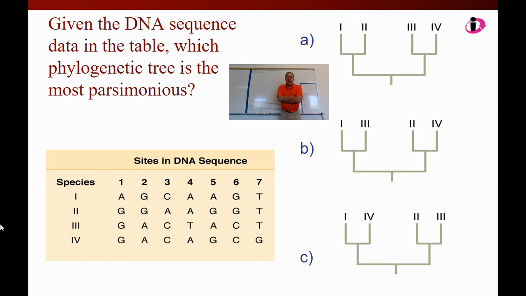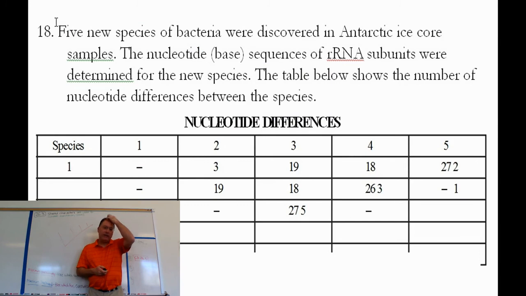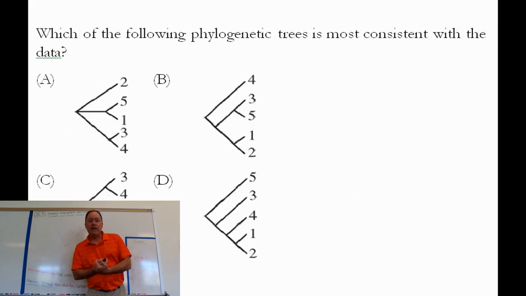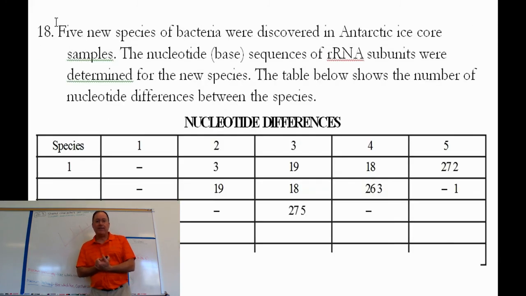Well, the answer here is A. It just assumes the fewest evolutionary events when you look at the sites in the DNA sequence and how they're different between species 1 through 4. Also, I've given you this. This is from the College Board. I'll go ahead and press pause and try to answer this, and then here are your potential answers.